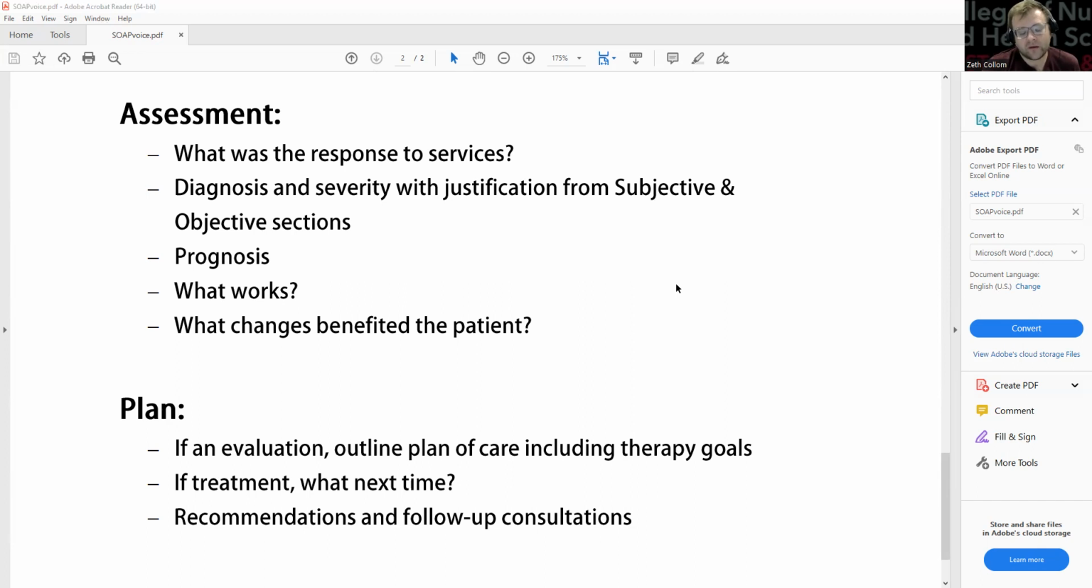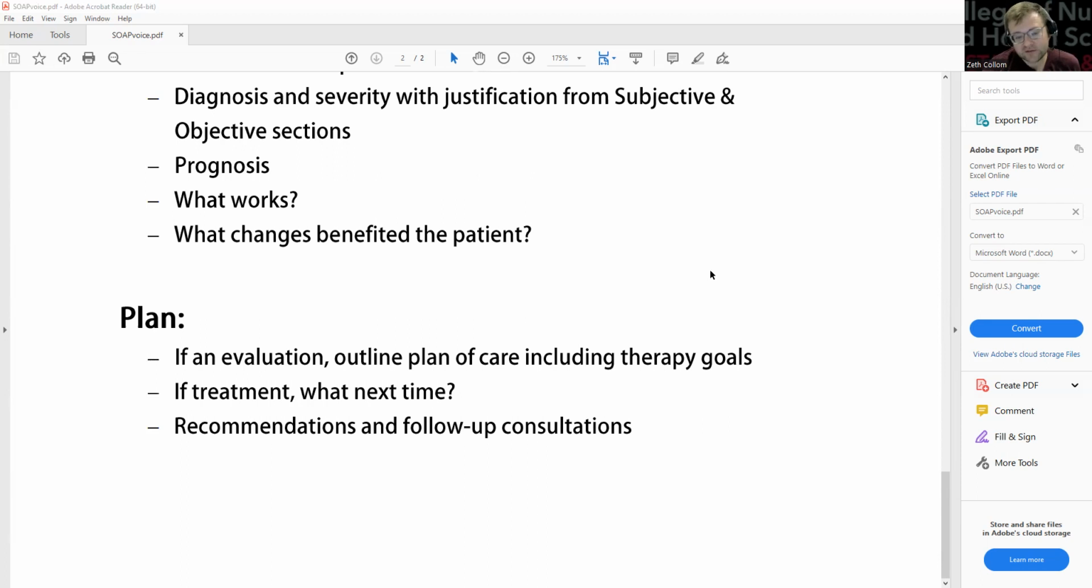We shouldn't just rely on what we did. We need to be listening to our patients. Prognosis, ultimately, what is working and what changes benefited the patient. What is their prognosis? How are they doing? And then finally, plan. If it is an evaluation, you need to outline that plan of care, including therapy goals. If it's treatment, what are you going to change and what are you going to do next time?